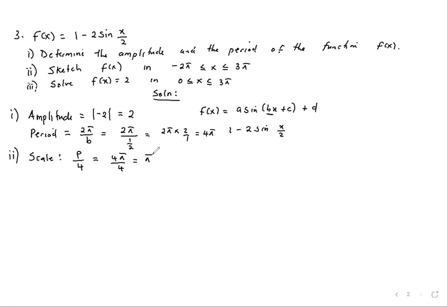Sir? When did that 2 come from? The coefficient of x in the function. Are you able to see the coefficient of x in the function? No, sir. A coefficient is a number that is multiplied by the variable. So x over 2 is the same as 1 over 2 times x. Are you able to see the coefficient now? Yes. Thank you.